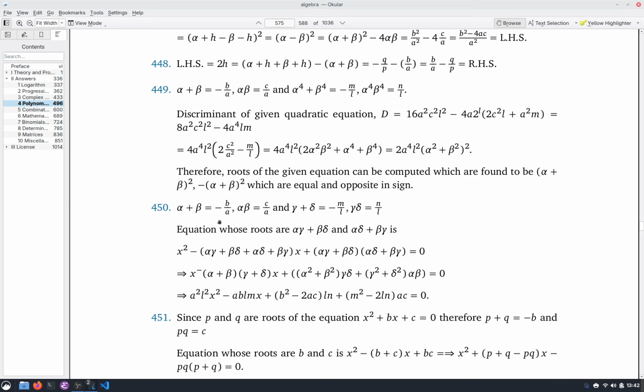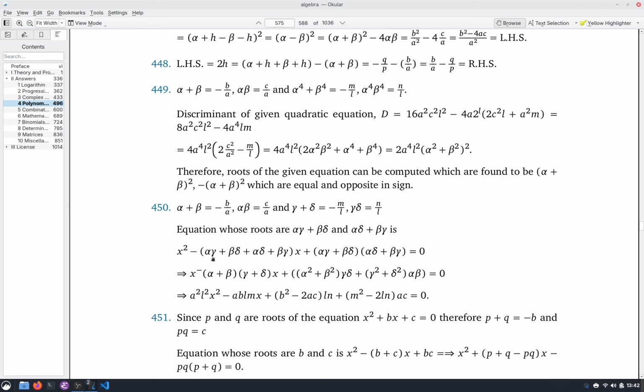So we have alpha plus beta is equal to minus b by a, alpha beta is equal to c by a, gamma plus delta is equal to minus m by l, and gamma delta is equal to n by l. So we write the equation whose roots are given, that is alpha gamma plus beta delta and alpha delta plus beta gamma. We arrive here. So this should be x square. There is a typing mistake.